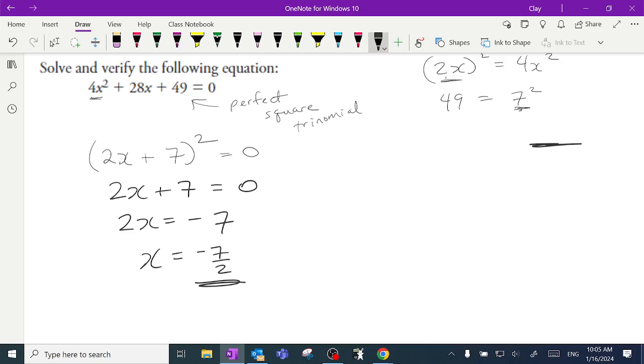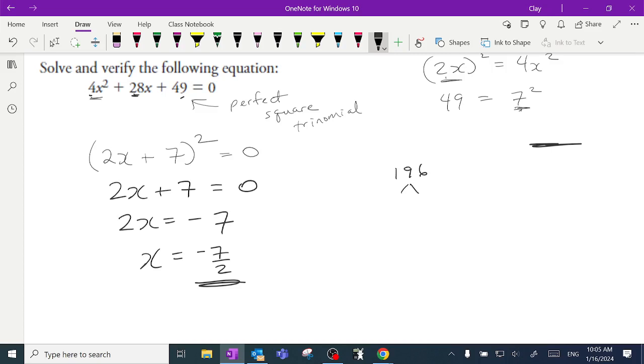Could I have done this one by decomposition? Yeah, I could have. It would have been kind of hard, though. 4 times 49. Ooh. 4 times 50 is 200, so that's 196. Quick, what two numbers times to make 196, but if you add them, you get 28? I don't think I know that off the top of my head.